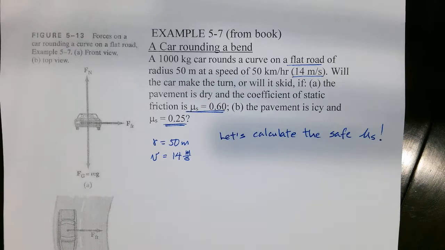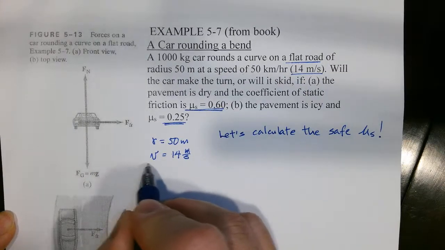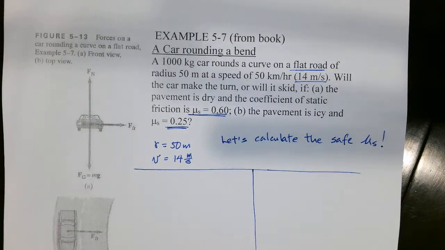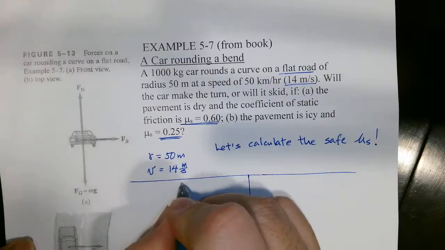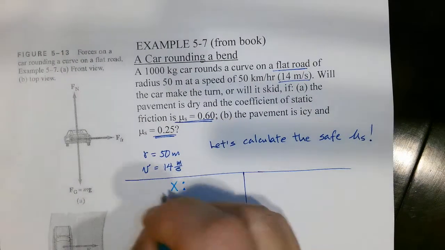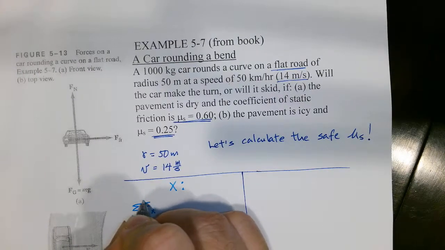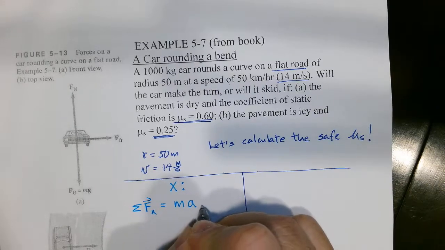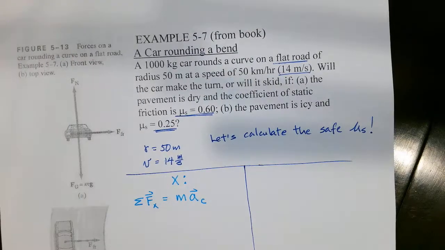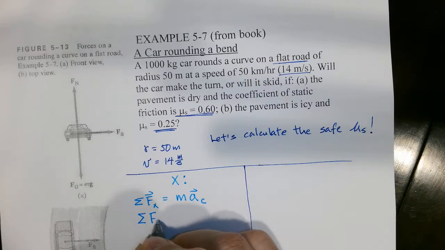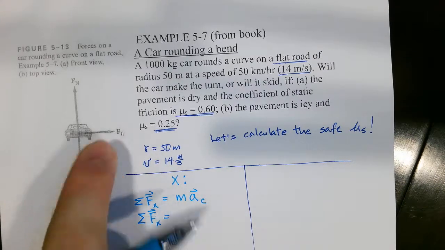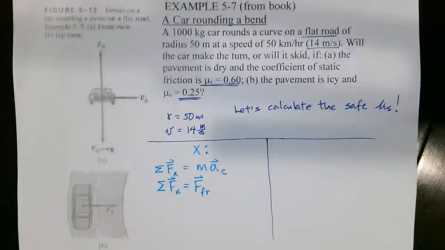Let's calculate the safe mu sub s. How do we do that? We have to break this up into both x and y. Let's do the x first. If I look at the sum of all forces in the x direction, it is equal to m a_c because it's going in a circular motion. And how many forces are acting in the x direction? There's only one, and that is the force of friction. F friction is the only force there.